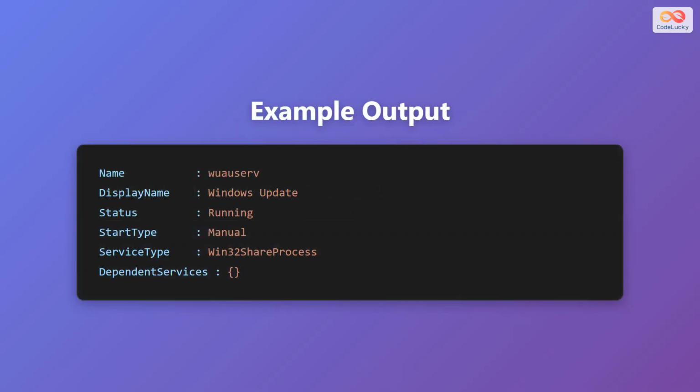Here's what format-list output actually looks like. Each property appears on its own line with the property name on the left, followed by a colon, and then the property value on the right. In this example, you can see properties like name, which shows WiaServe, display name showing Windows Update, status showing running, start type showing manual, service type showing Win32 share process, and dependent services showing an empty array. This clean vertical layout makes it easy to scan through and find exactly what you're looking for.